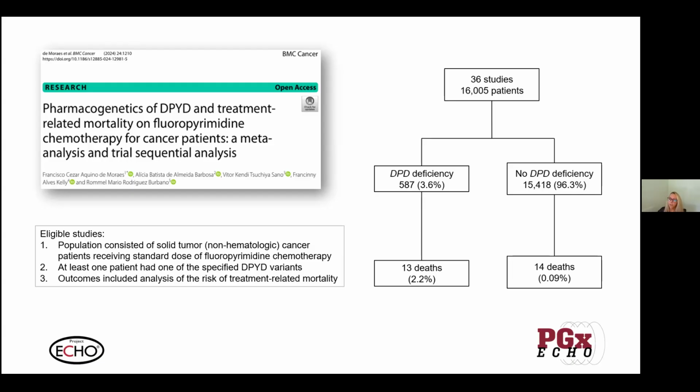That's compared to the 14 deaths in those without DPD deficiency, which results in 0.09% of the no DPD deficiency group. And this is just one meta-analysis, but there are many studies that have shown an increased risk of severe toxicity in those with DPD deficiency.